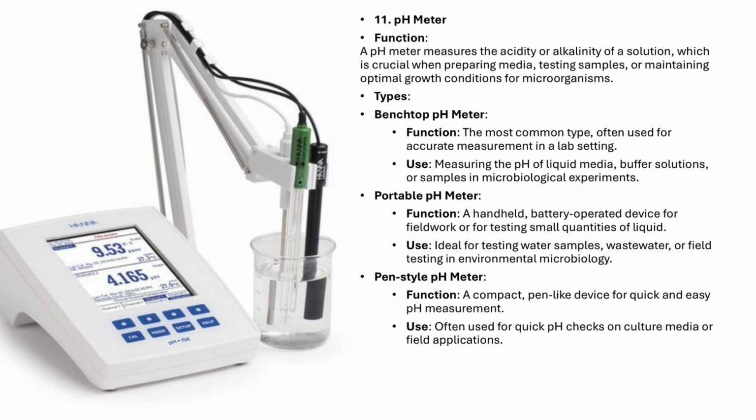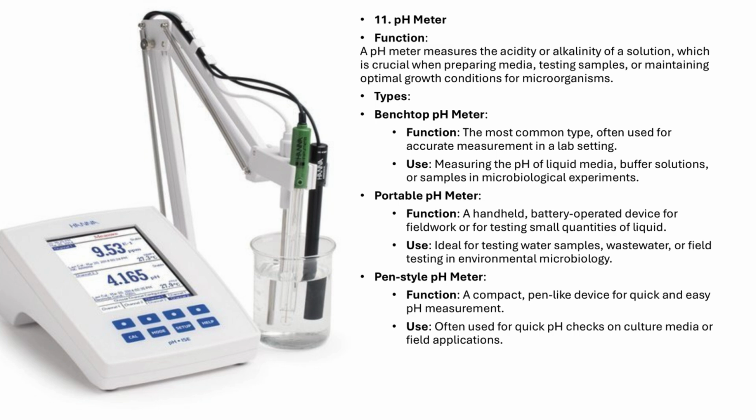Next up, we have an essential tool for microbiology labs, the pH meter. The pH meter is used to measure the acidity or alkalinity of a solution, which is crucial for a range of tasks in microbiology. Whether you're preparing media, testing samples, or ensuring optimal growth conditions for your microorganisms, monitoring pH is vital for successful experiments.